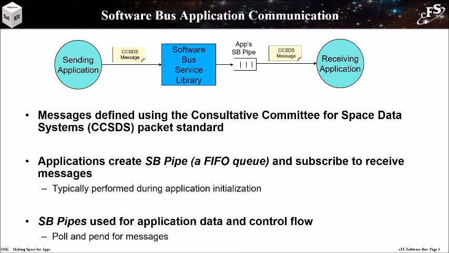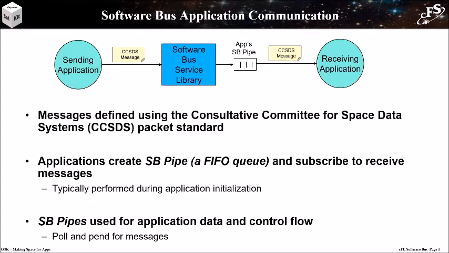An application that wants to receive messages must first define a software pipe, and then subscribe to the messages it wants to receive on that pipe. A pipe is essentially a first-in, first-out queue. An application that wants to send a message simply calls the software bus message function to send a message. The sending application has no knowledge of who will receive the message.